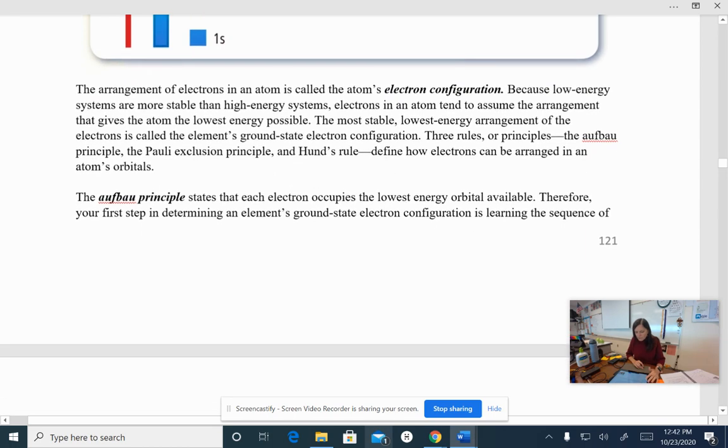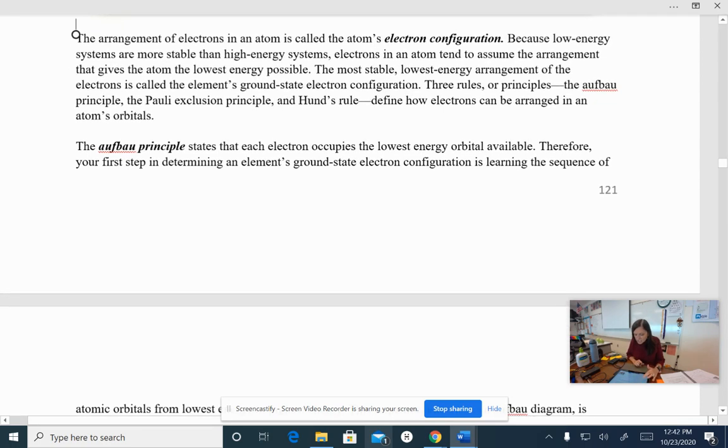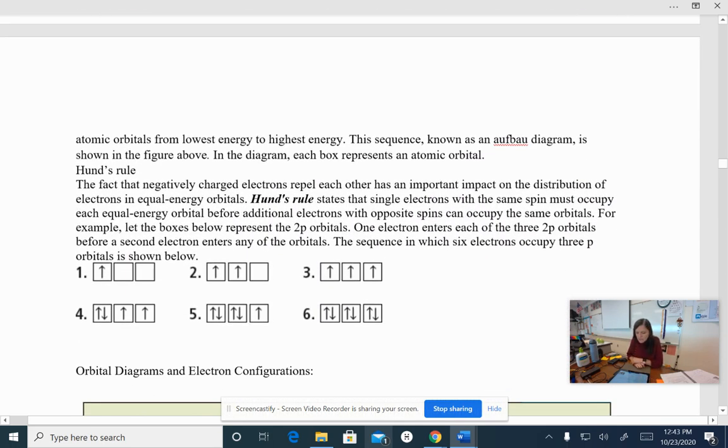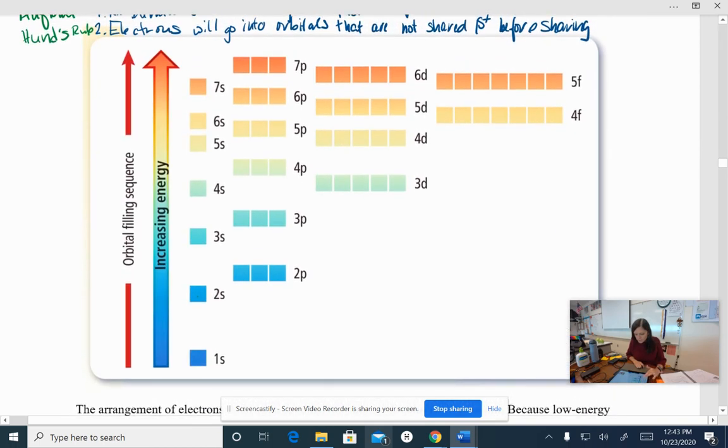Okay? So Aufbau principle, once again, it states that each electron occupies the lowest energy orbital possible. So just think about it this way. That hotel has no elevator. You are going to go into the lowest floor or the lowest room possible. Therefore, your first step in determining an element's ground state is to learn the sequence of atomic orbitals from the lowest to the highest energy. This sequence, known as the Aufbau diagram, is shown in the figure above. And this figure right here is the Aufbau figure for the hotel. Okay?